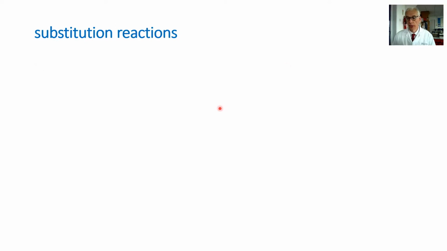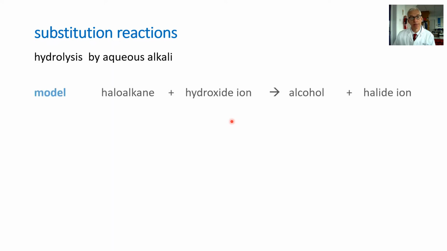So the reactions of the haloalkanes are substitutions. There's only one that you need to know the detail of at AS. There are more in Year 13 chemistry. It's a hydrolysis by aqueous alkali. So here we have the haloalkane turning into the alcohol, and the halogen leaves as a halide ion.